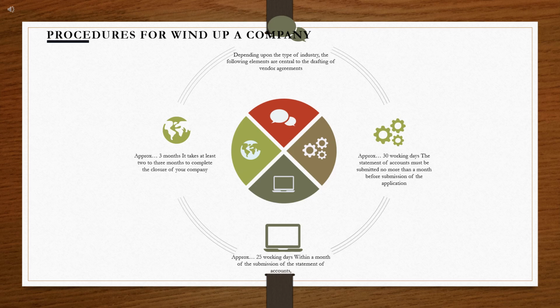The statement of accounts must be submitted no more than a month before submission of the application. This is a declaration to the ROC that only what is submitted is to be considered and that the company has no other assets or liabilities.